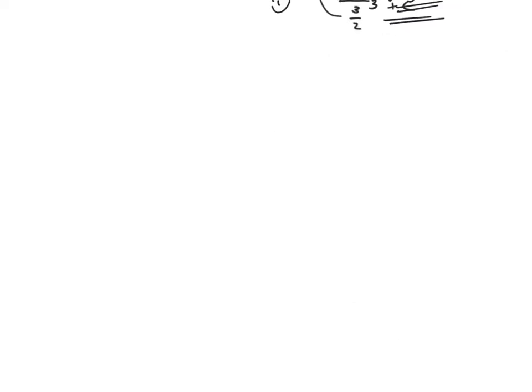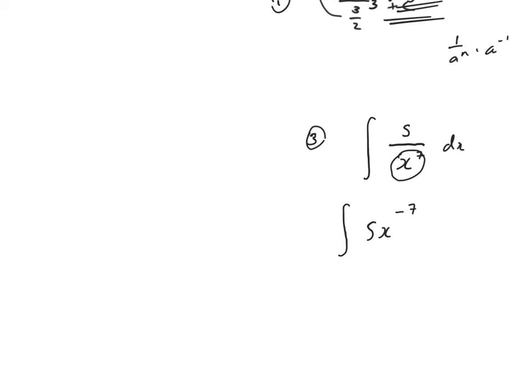Okay, example 3. We're going to integrate 5/x to the 7. Okay, same rules as differentiation. If the variable is down at the bottom in the fraction, we need to bring it up. So I'm just preparing to integrate here. That will be 5x to the minus 7. That's the reciprocal rule. 1/a to the n is equal to a to the minus n.